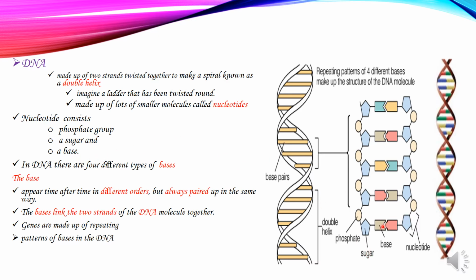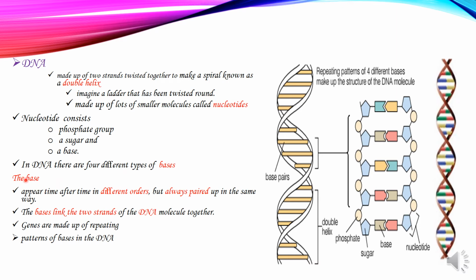Have you seen the base here? These are the bases. So the phosphate, the sugar group, and the base are what is found in the nucleotide. In DNA, there are 4 different types of bases. As I told you, there are bases here. This one is one base, the second, they are different in colors. One here, two here, third here, fourth here. There are 4 different colors to refer to the 4 types of bases.